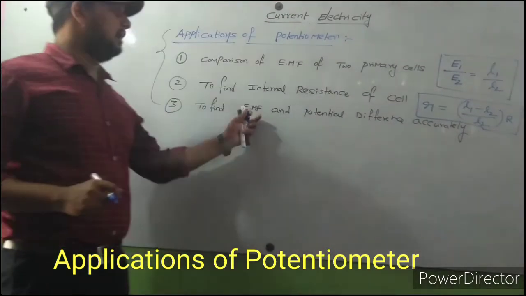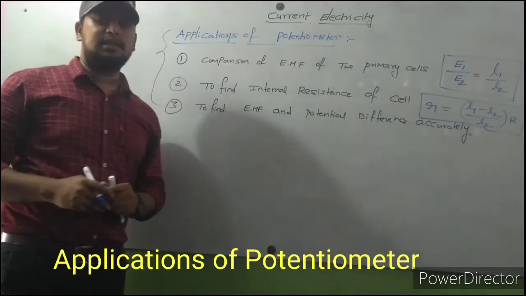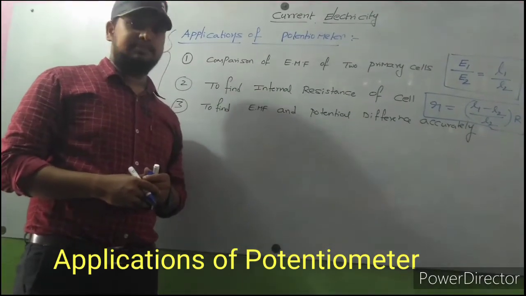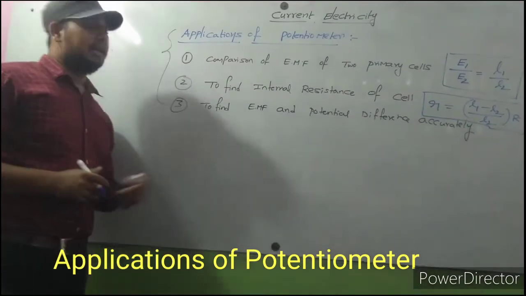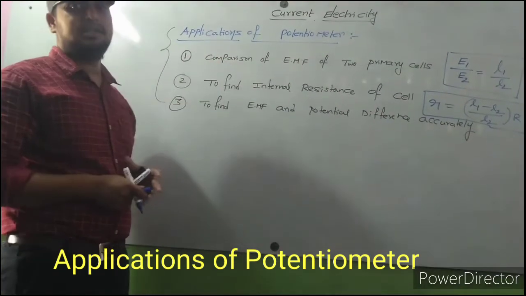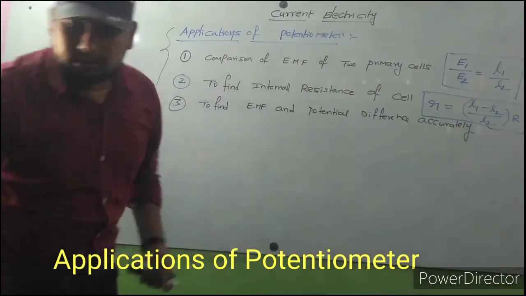And the third application is to find EMF and potential difference accurately. By using this potentiometer, we measure potential difference and EMF accurately. These are the main applications of potentiometer. Now we will start the first application and discuss them one by one.